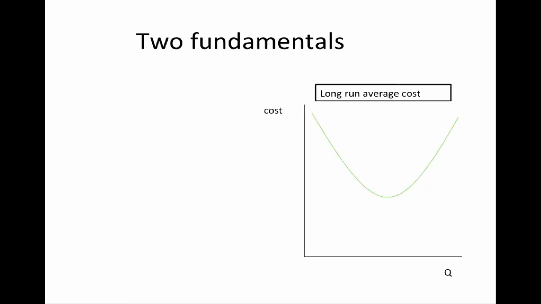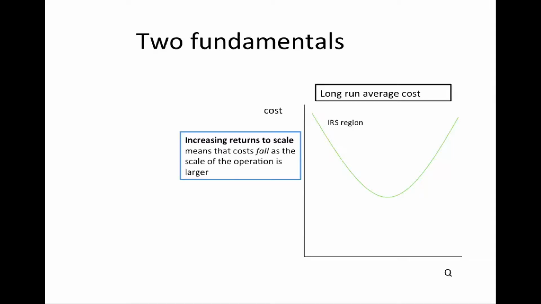So there are two fundamentals. The first fundamental you could think of as long-run average cost. So this diagram shows the relationship between the quantity of output on the horizontal axis and the cost per unit of output on the vertical axis. We call it long-run average cost. Now this diagram has two different regions. There's this first region where long-run average cost is declining.